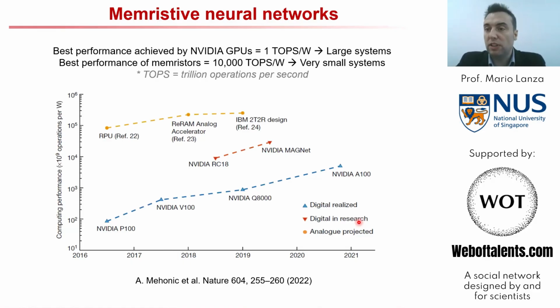Already some small prototypes have been fabricated, and it has been demonstrated that they can achieve an energy efficiency in terms of number of operations per watt that is 2 to 3 orders of magnitude higher than that demonstrated by NVIDIA graphic processing units. However, this has been done in small systems, and now we need to work to try to scale this up and make larger computations.